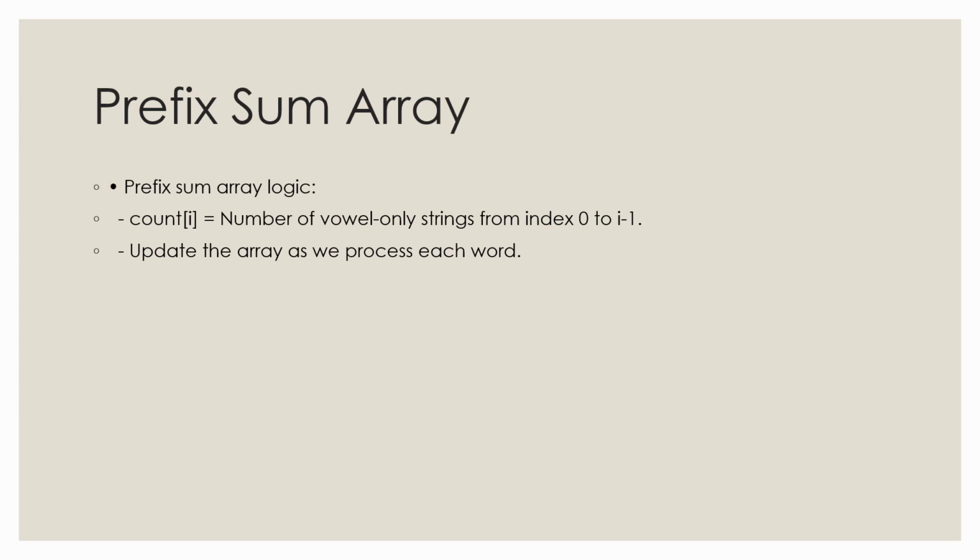To efficiently answer queries, we build a prefix sum array. This array stores the cumulative count of vowel-only strings up to each index. The key idea here is that once we have this array, we can quickly compute the result for any query by using the formula: result equals count[right + 1] minus count[left].